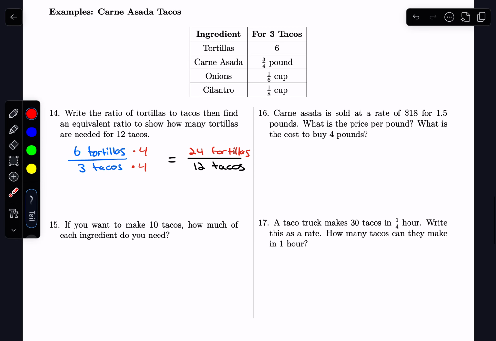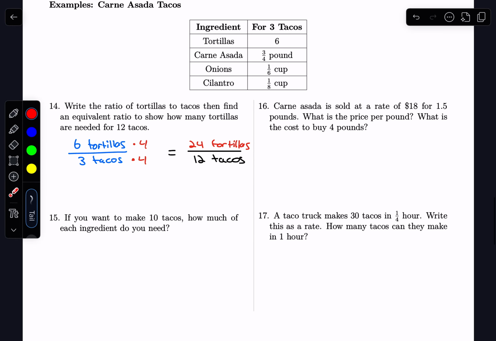If you want to make 10 tacos, how much of each ingredient do you need? The recipe up there is for 3 tacos. Notice that 10 is not divisible by 3. The way we find out what we have to multiply each ingredient by is we take the ratio of the number of tacos the recipe makes and the number of tacos we want.